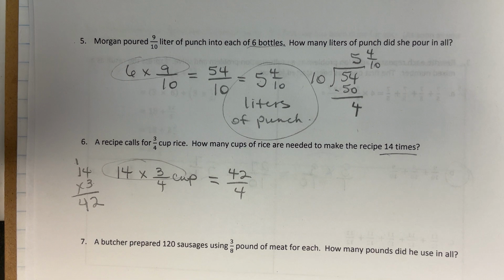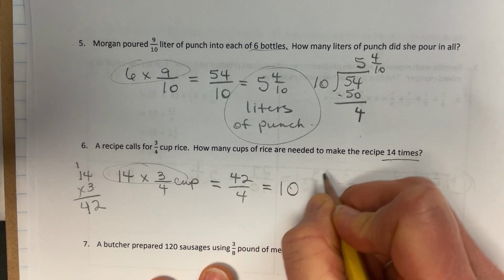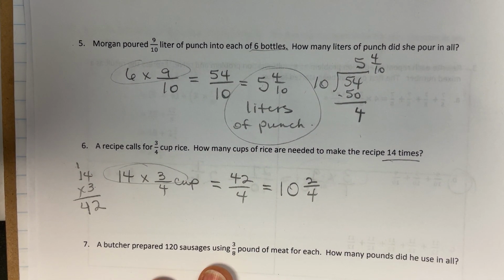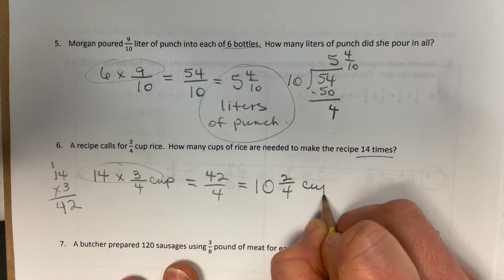Okay, so I have 42/4 cups of rice. But I need to write that as a mixed number. That's improper. Okay, so 4 goes into 42 how many times? Well, you can do 10 times, because that would be 40, right? And then you have 2 left over, 2/4 left. Very good. So 10 whole and 2/4 cups of rice.